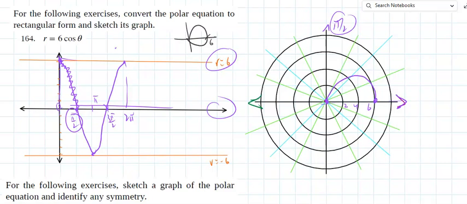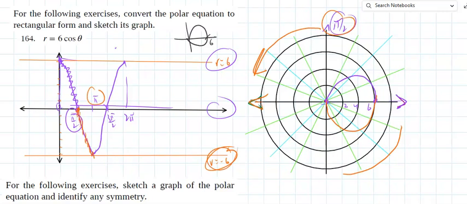Now, this piece, starting at pi over 2, 0, this is going to decrease. R is negative. By the time I reach pi, I am at negative 6. Now, if R is positive, I'm in this quadrant. But if R is negative, remember 2 or 4. So it's going to be negative tracing. By the time I reach pi, there's pi, I am at negative 6. Pi, negative 2, negative 4, negative 6.